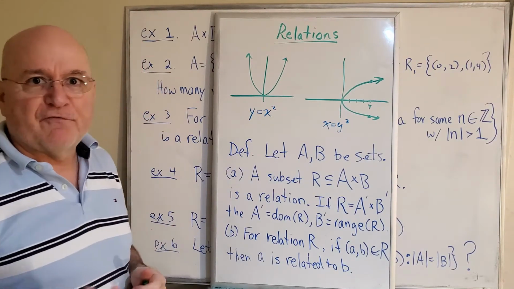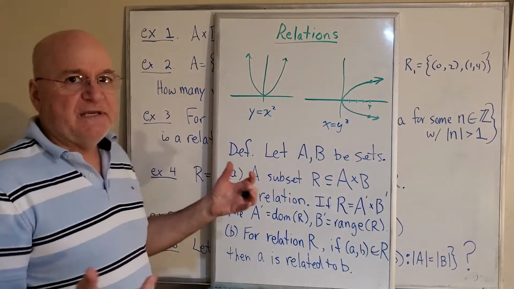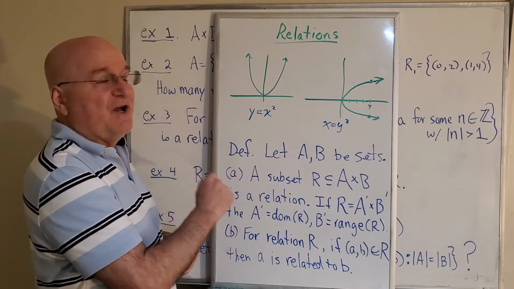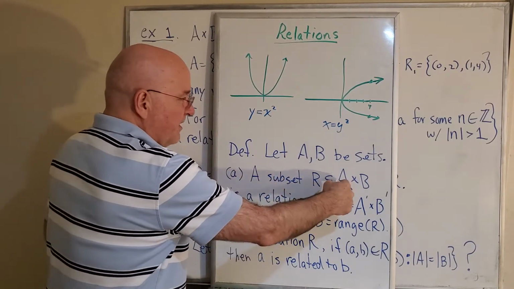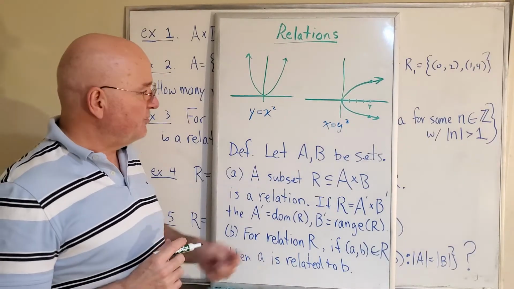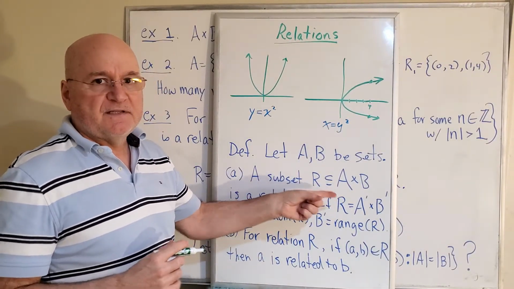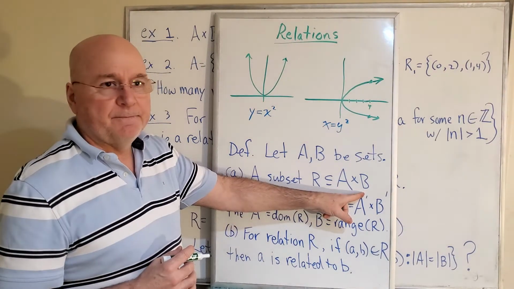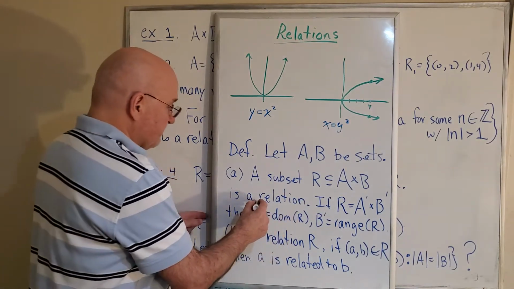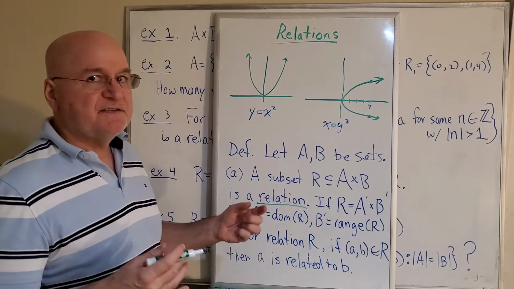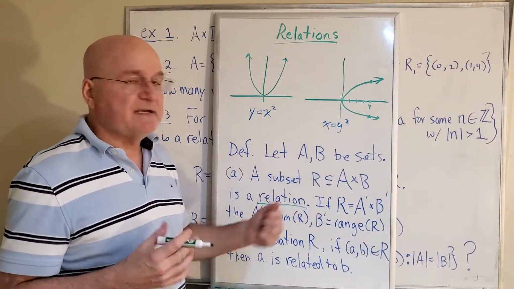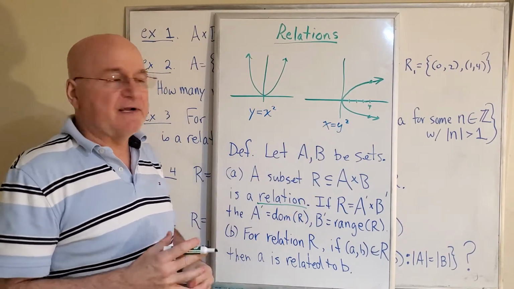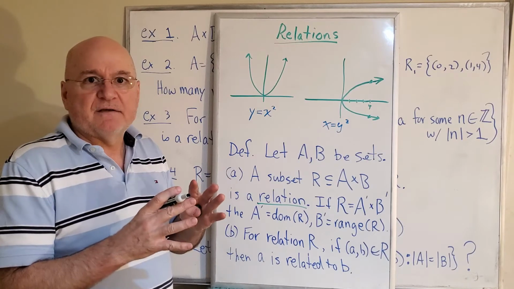Okay, let's get a little more formal definition. A and B can be any sets. A subset R of the Cartesian product. Remember what this is, A cross B? That's the set of all ordered pairs where the first element comes from A and the second element comes from B. It's a relation, period. Any subset of A cross B, whatever those sets are, it could be reals and reals, which would be all of R2, the entire xy plane. Any subset of that is a relation.